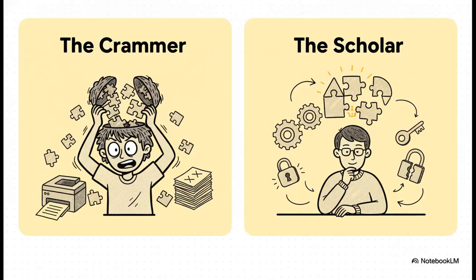Think of it like this. You've got two students. The crammer, well, they memorize the answers directly from the study guide. They'll ace any question that's word for word from their notes. But if you ask them the same concept in a slightly new way, they're totally lost. Then you have the scholar. The scholar understands the why behind the answers. They grasp the underlying principles, so they can solve any problem that tests that core concept, no matter how you phrase it. Real learning, that's being the scholar.